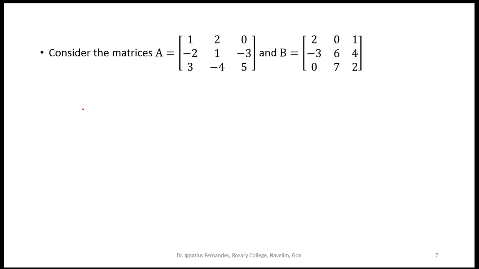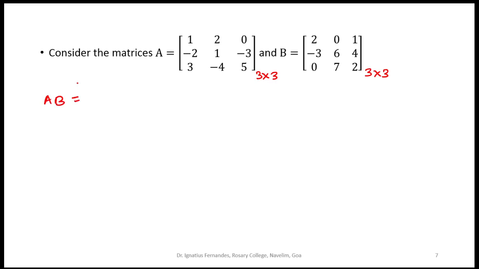Let us consider another example. Okay, so I have a matrix A and B here. A is of the order 3 by 3 and B is of the order 3 by 3. Both are square matrices of order 3. Okay, so let us say I wish to find out A into B. Of course, here in this case you can multiply A to B or B into A as well.